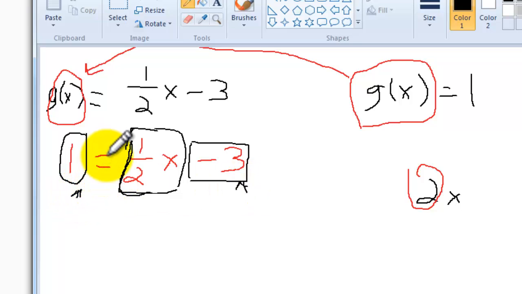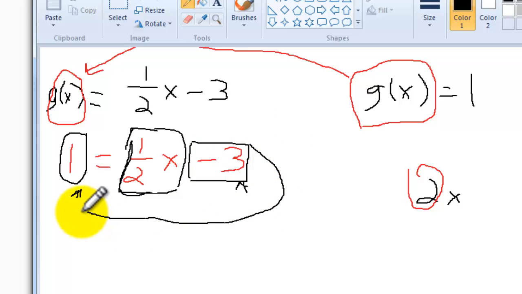Now, since they're on opposite sides of the equal sign, we have to treat it a little differently. Just like the other problem, in order to get this thing over to the other side of the equal sign, we have to add 3 to both sides. So that 1 plus 3 becomes 4.